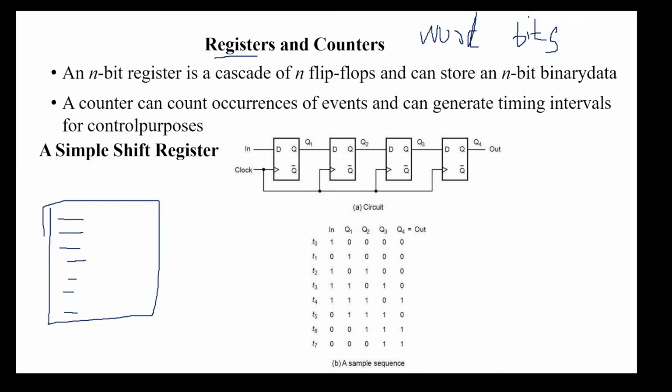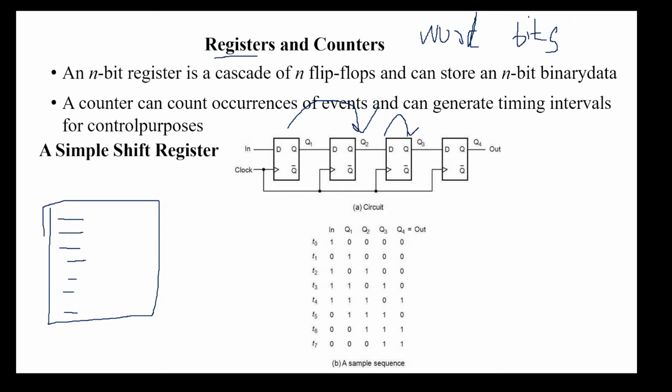If in a register the binary information can be moved from stage to stage, then this type of register is called a shift register. That means the binary information can be moved from stage to stage. Stage as in this circuit to this circuit, this circuit to this circuit. In this circuit, each stage means each flip-flop, right?